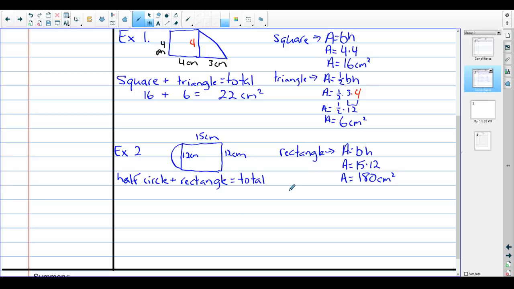So our half circle, you could either find, it's cutting out again. We could find the area of the circle, then divide it by 2. Or we could just change our formula. Say half a circle is going to be half of pi r squared.